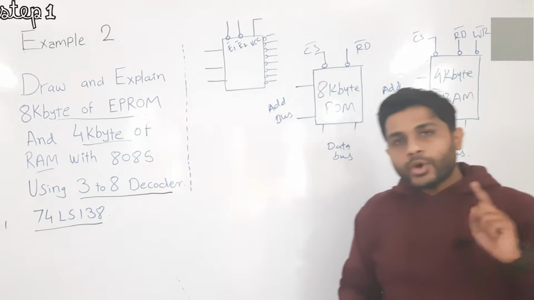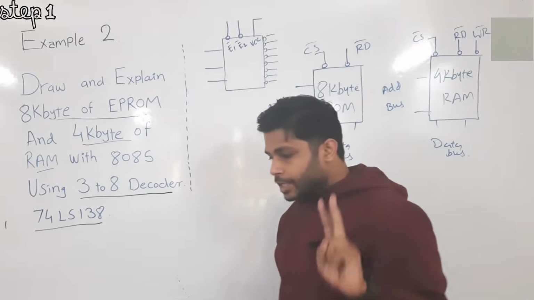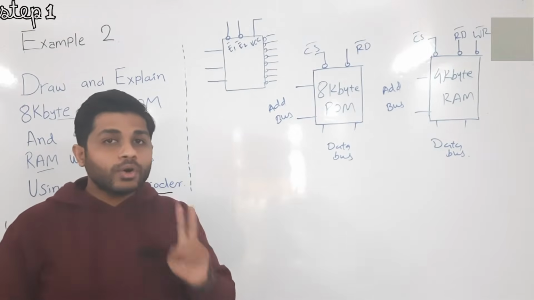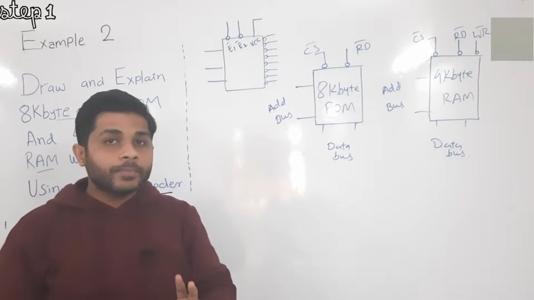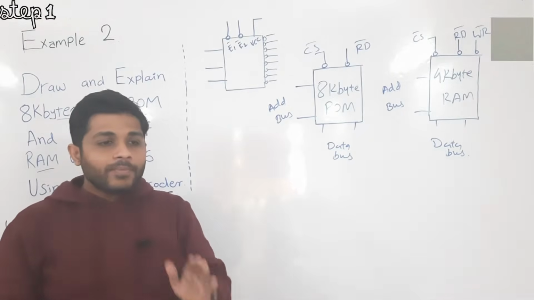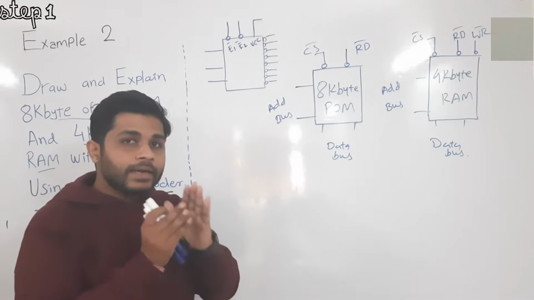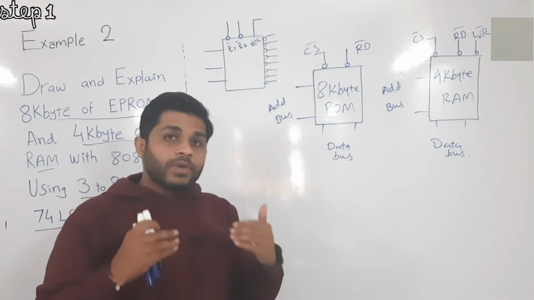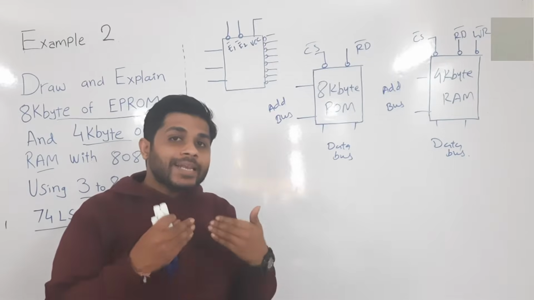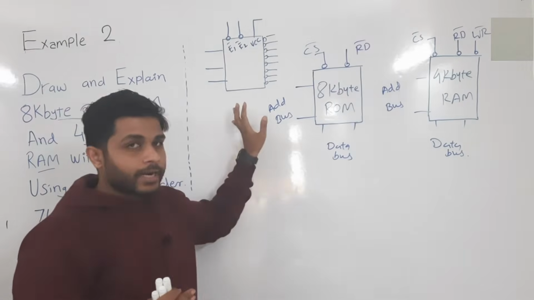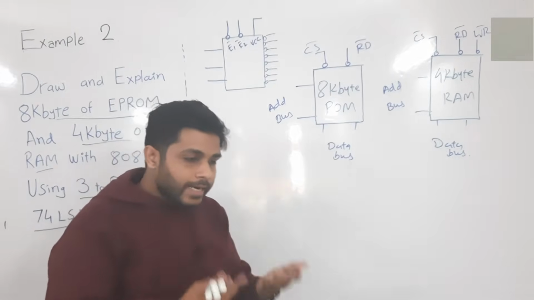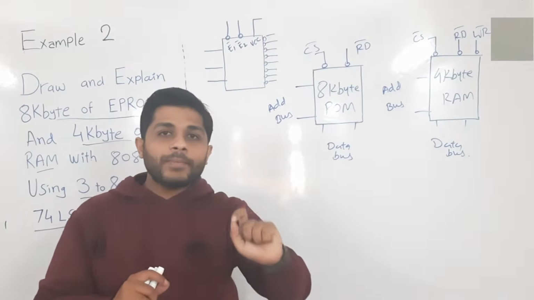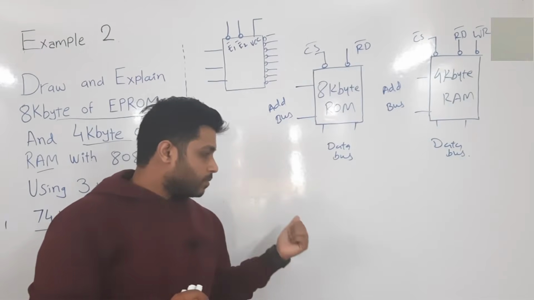Now we are going to perform the second step. Hear me, students, in the second step we are going to draw a memory map table. Using the memory map, we can find the starting and ending address of a particular memory, as well as how many address lines are required for chip select. So in the second step, after drawing all components separately, we perform a memory map table. So let's draw it.